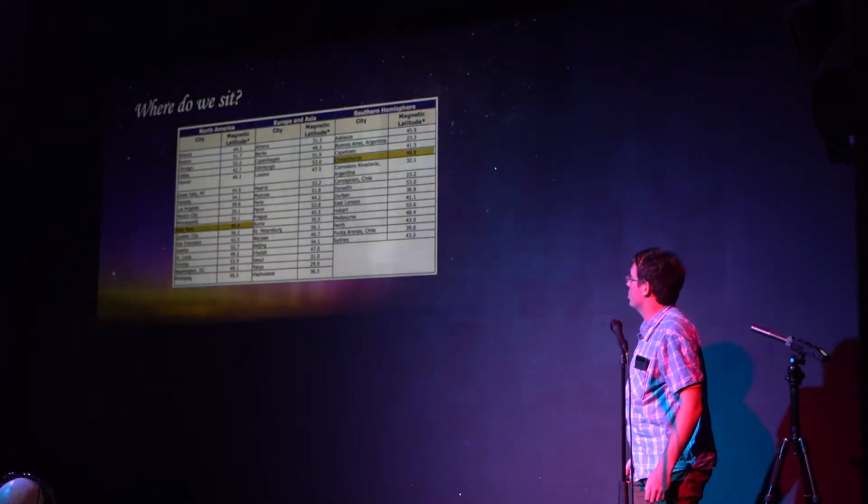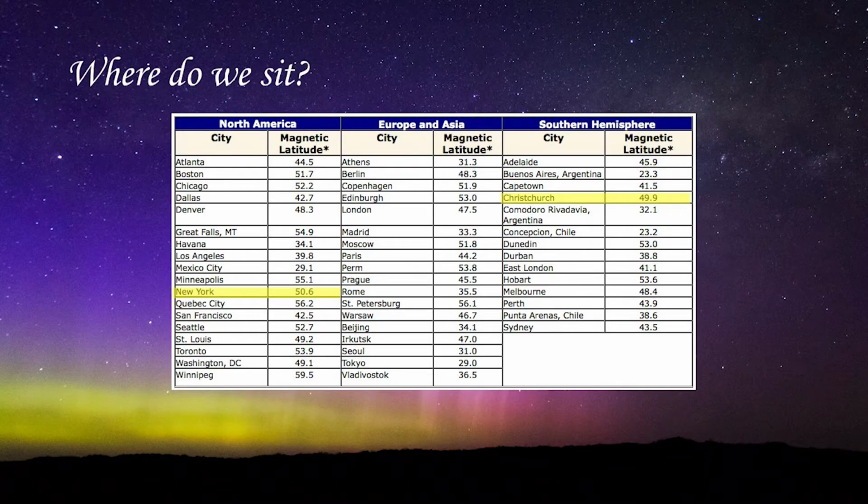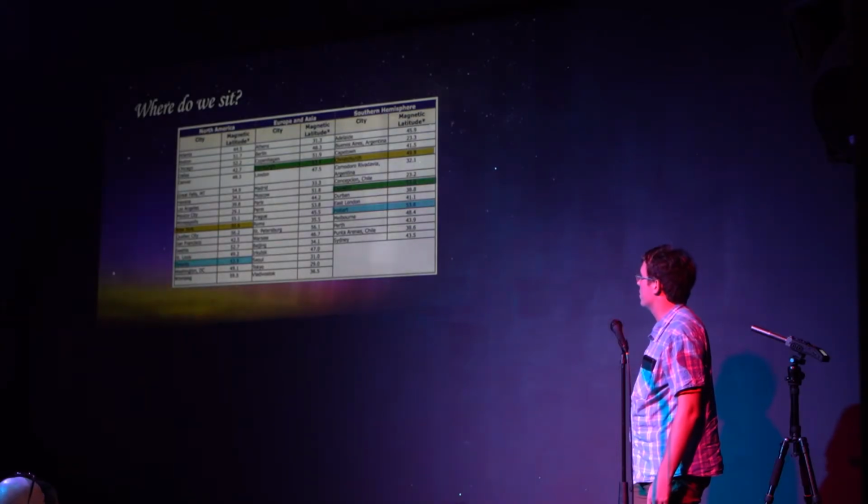So where do we sit relative to other cities? So this kind of illustrates it here. New York is pretty far north, but Christchurch, Ōtautahi, is approximately the same geomagnetic latitude as New York. Dunedin has about the same geomagnetic latitude as Edinburgh, about 53 degrees. And Hobart in Tasmania is, geomagnetically speaking, about the same latitude as Toronto in Canada, which geographically, they're actually not that far south.